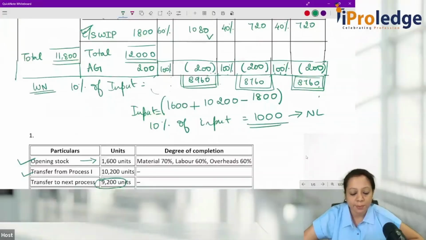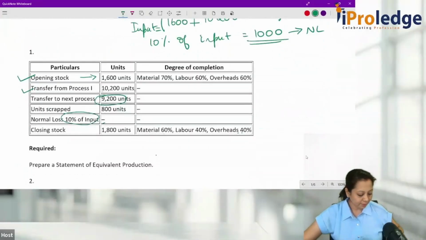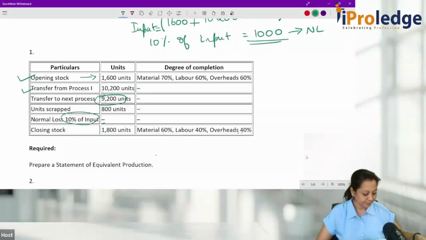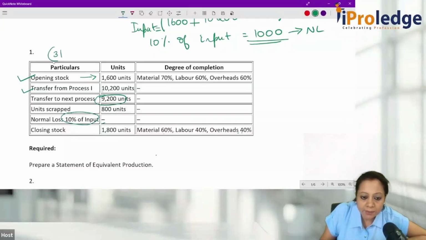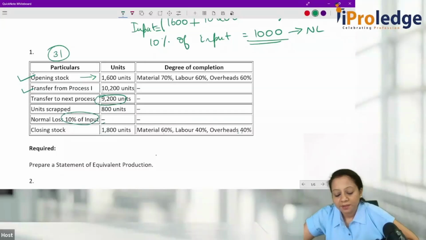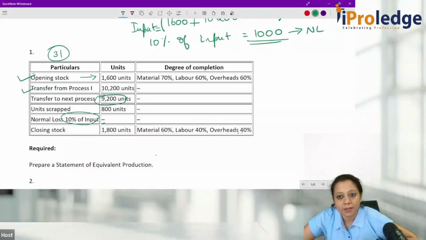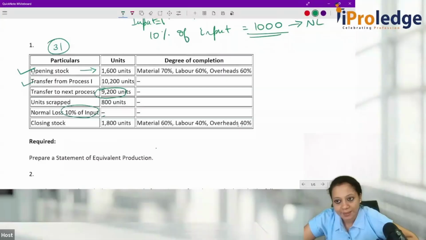So this is also your textbook problem. I will tell you which question number it is. I think it's question number 31. So FIFO, it has not been asked recently. It is capable of being asked for 7 marks for the statement of equivalent units. Also, they may ask you the cost per unit, which you all know. Generally, students go wrong here. So we did this.